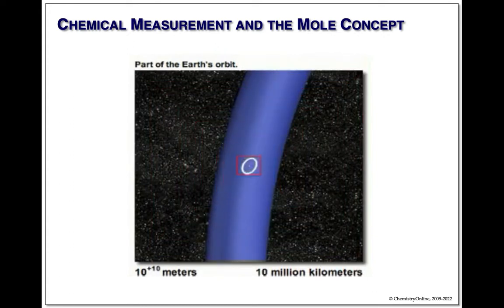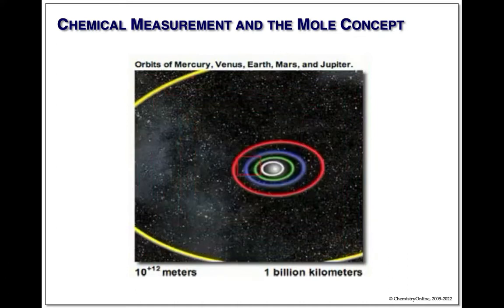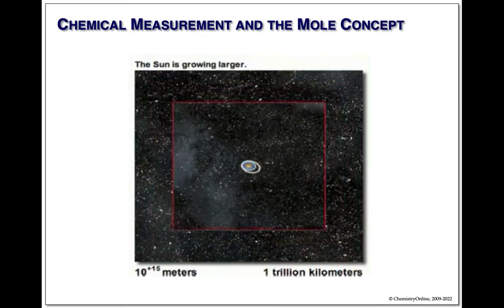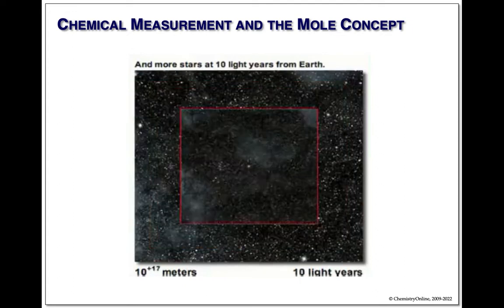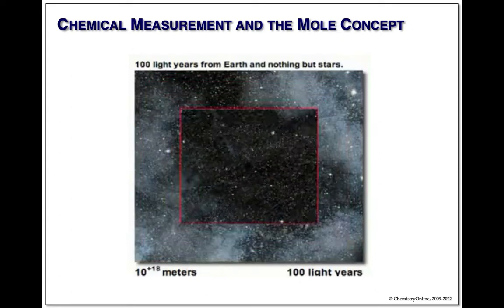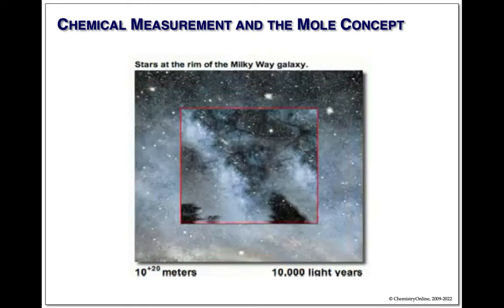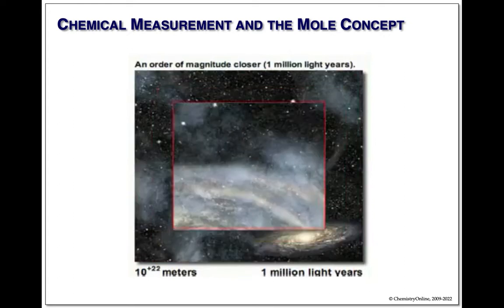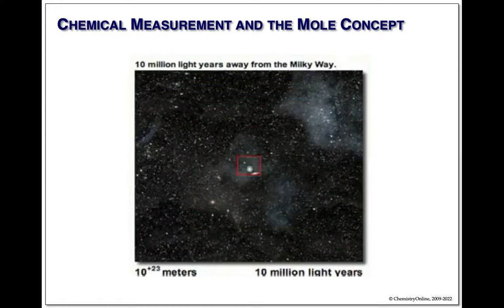10 to the 10th, 10 to the 11th, 10 to the 12, 13. At 10 to the 14, or 10 to the 15, that's our entire solar system. That's the Sun. 10 to the 17, can't see it anymore. Now we're up in the Milky Way. Yeah, we're there somewhere. At 10 to the 22, there's the Milky Way. 10 to the 23, that little furry blob right there, that's the Milky Way.